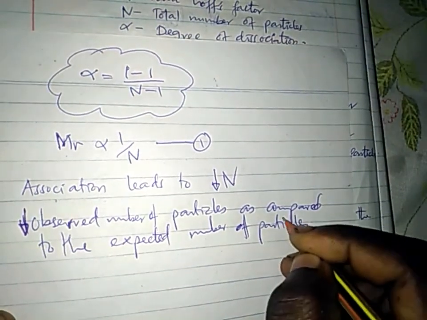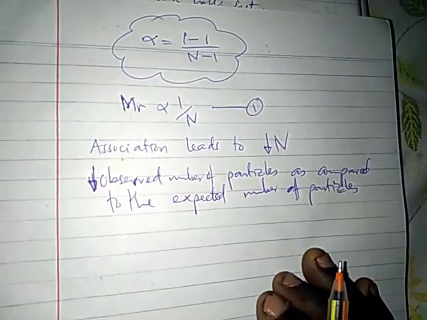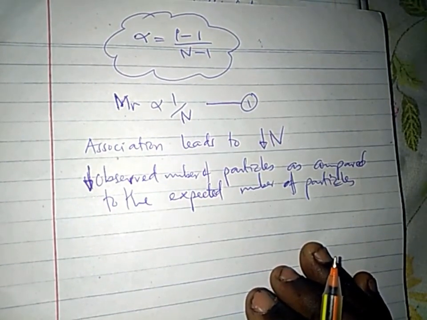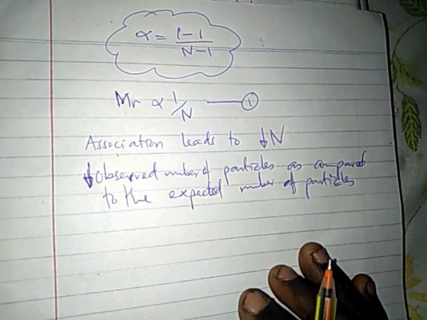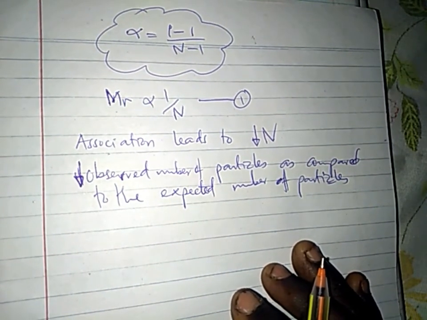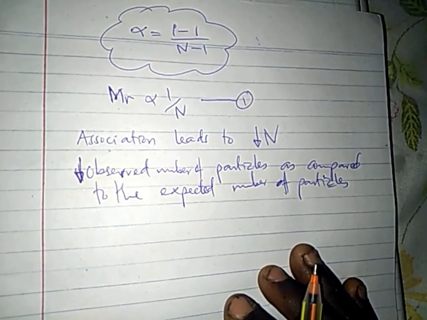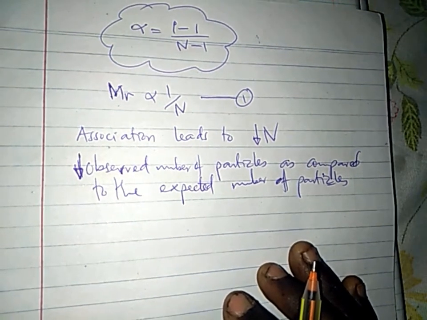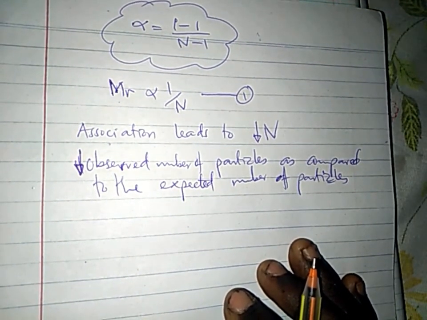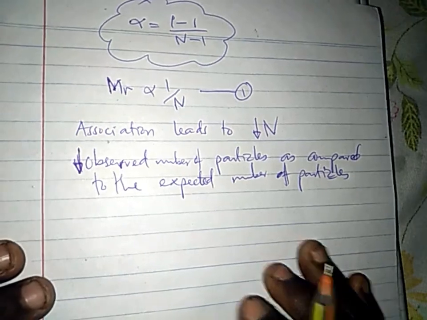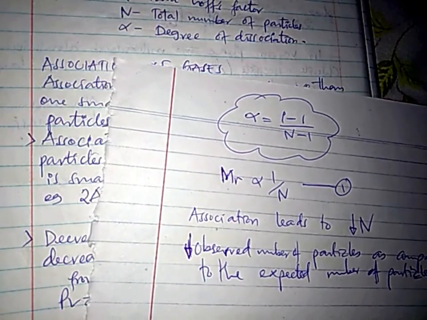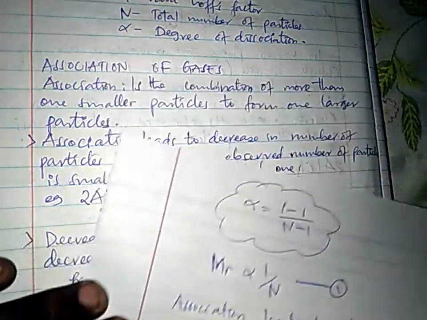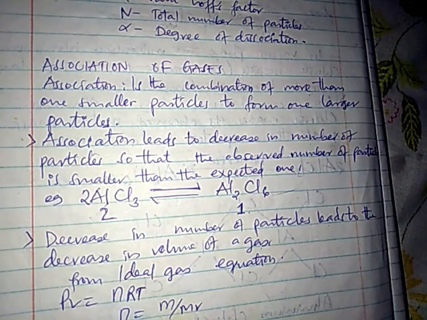So simply, what happens to the molar mass in association? It increases. In association, molar mass increases, because when we reduce the particles, we decrease the volume, hence the molar mass increases. So this is the inverse of dissociation. In dissociation, molar mass decreases; in association, molar mass increases.